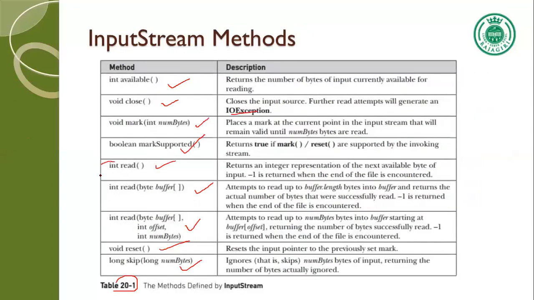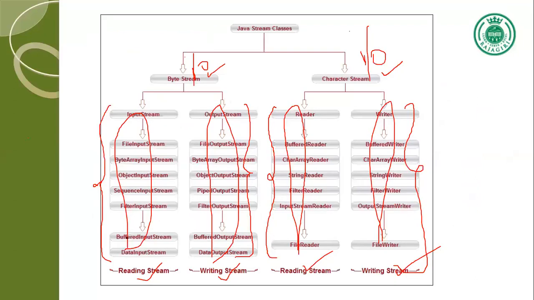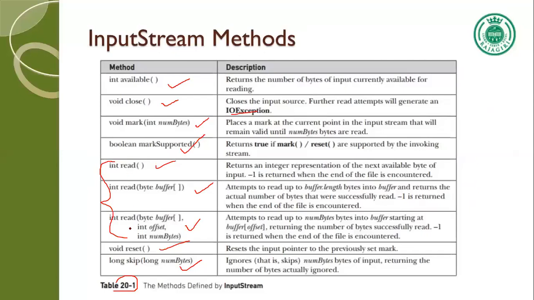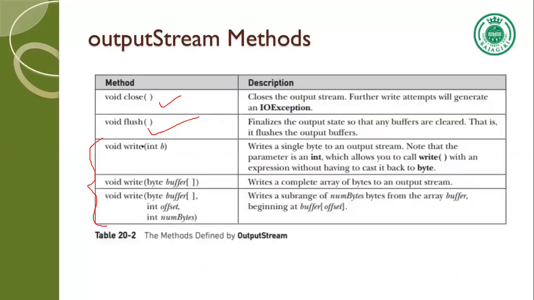Input stream will have read. Output stream will have write, because output means you are outputting into, which means you are writing. The same methods you will even have in output stream. Write a particular thing, an array of bytes, and then even with an offset. So these are the various methods available in output stream.